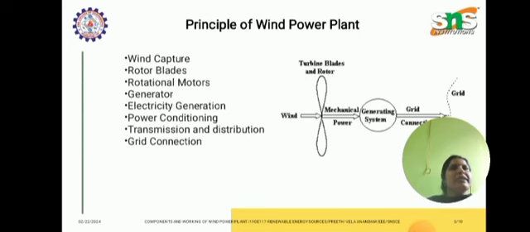So let's see the principles of the wind power plant. Just now we have seen that the wind turbine turns wind energy into electricity. With the help of wind capture, rotor blades, rotational motion, generators play an important role, and then electricity generation, power conditioning, and transmission and distribution, connecting with the grid connection. All these things are the principle of the wind power plant.